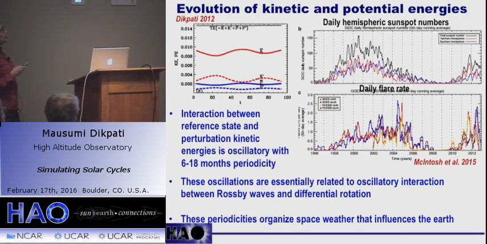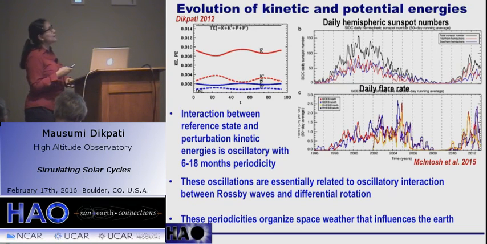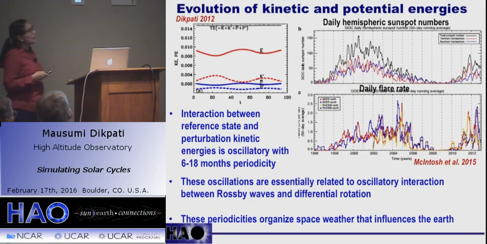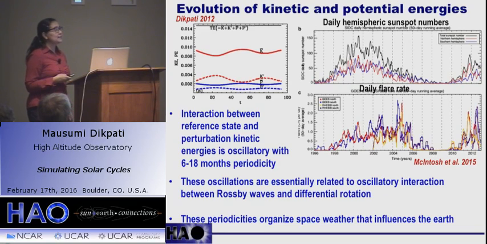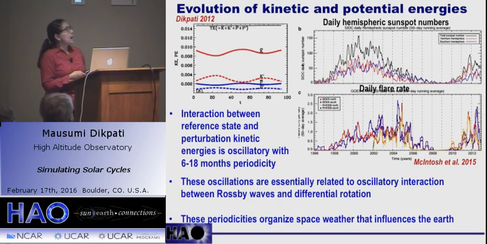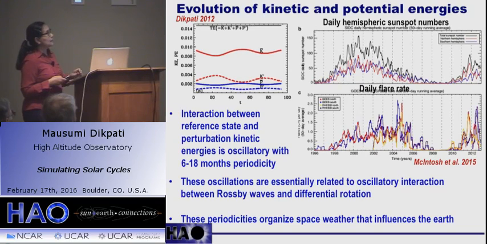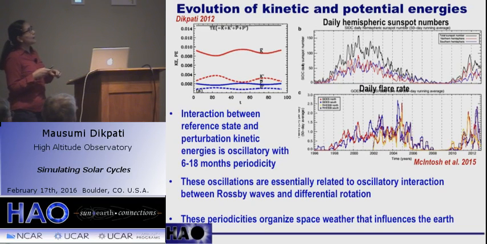that the interaction between reference state kinetic energy and perturbation kinetic energy is oscillatory, with an oscillation period of about 6 to 18 months. So this is in non-dimensional time scale, and about 35 represents the 6 months. These oscillations are essentially related to the oscillatory interaction between Rossby waves and differential rotation, and these periodicities organize the space weather that influences the Earth. And you can see the burst of activities.